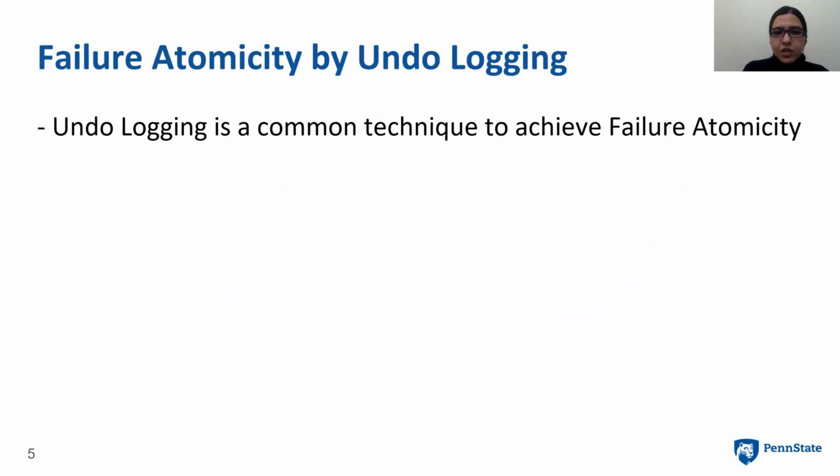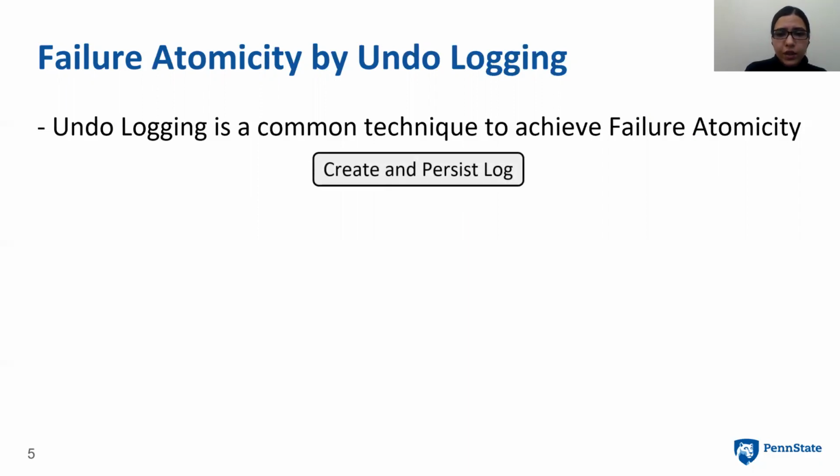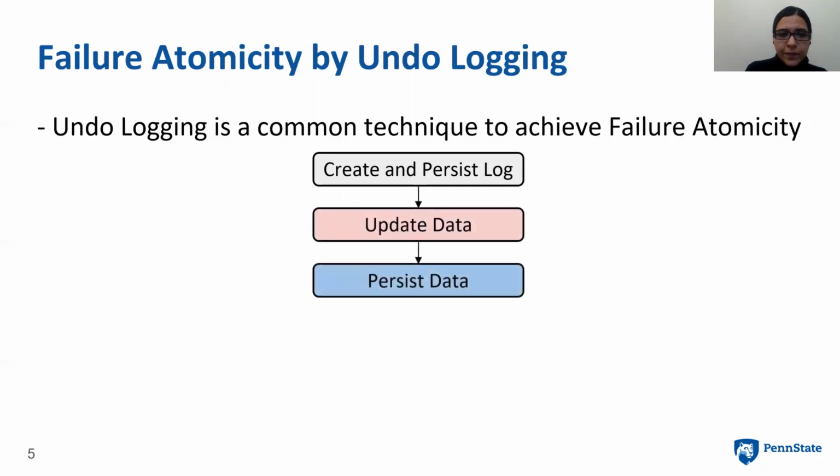In order to provide such a guarantee, there are many techniques that can be applied, and one of the most common approaches is undo logging. In this approach, upon updating a persistent memory location in a transaction, the first step is to create and persist an undo log which contains the old value of the data. The next step is to update the data and then persist it. At the end, the transaction is committed, which discards the logs. If a failure happens in the middle of the transaction execution, log entries are used to recover the system to a consistent state.